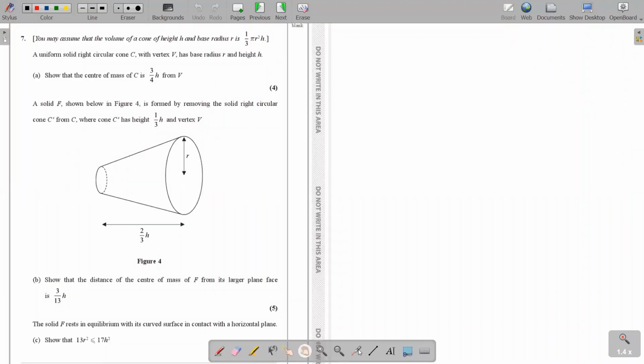Okay, question number 7. They say a uniform solid right circular cone C with vertex V has base radius R and height H. Show that the center of mass of C is 3 over 4 H from V. Okay, so it's 4 marks. These are theories you learn in the M3 book. Am I correct? So how do you create a cone?